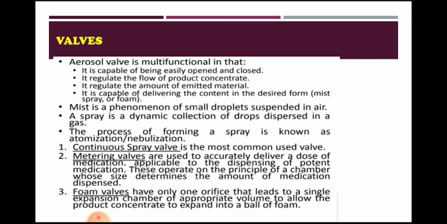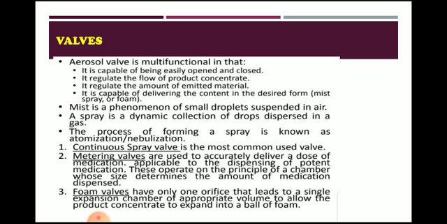The mist is a phenomenon of small droplets suspended in the air, whereas spray is a dynamic collection of drops dispersed in a gas. The process of forming a spray is called nebulization or atomization. There are three main types of valve which we use: the continuous spray valve, the metering valve, or the foam valve.